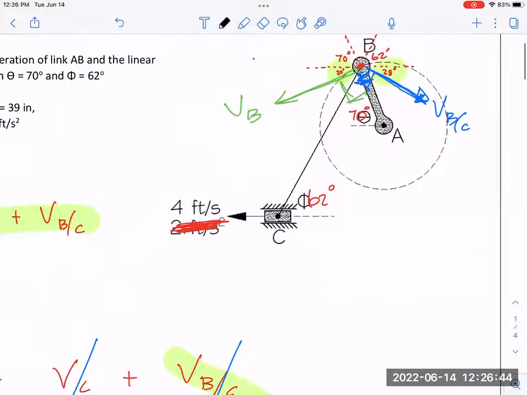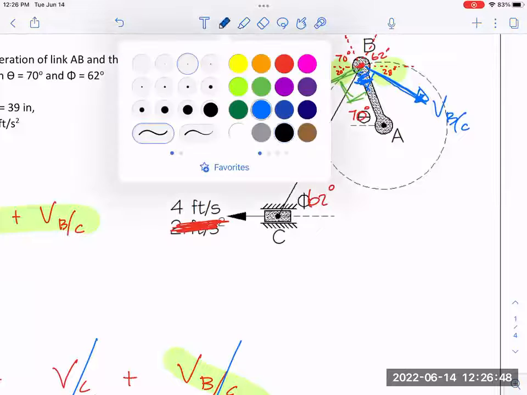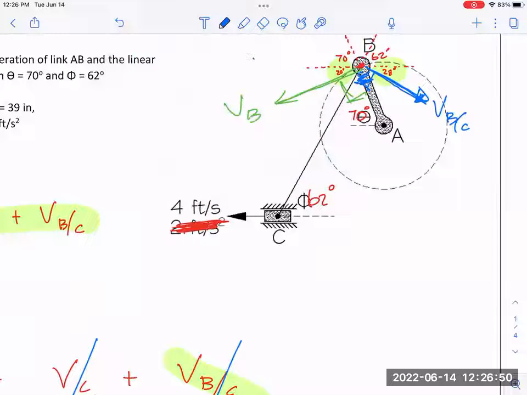So let's go back and add a few things to it. Would you agree that this is where you would locate acceleration of B with respect to C tangential? It's in the same direction. And then this would be acceleration B with respect to C normal. So I'm adding that to the picture. I'm adding acceleration to our previous picture.